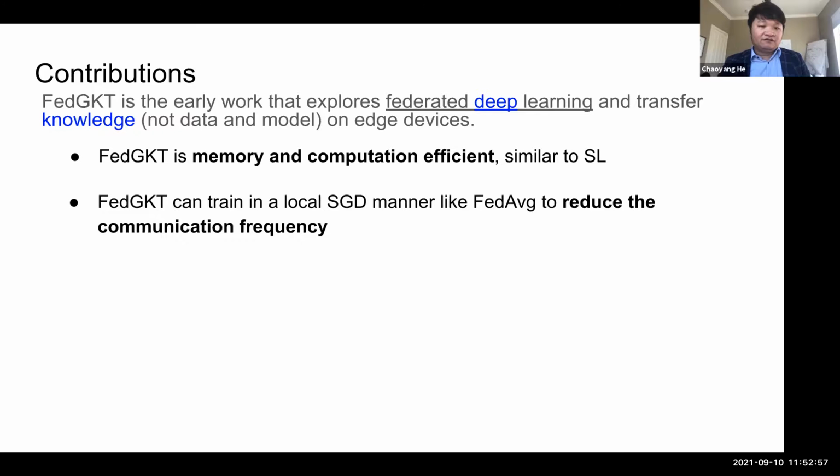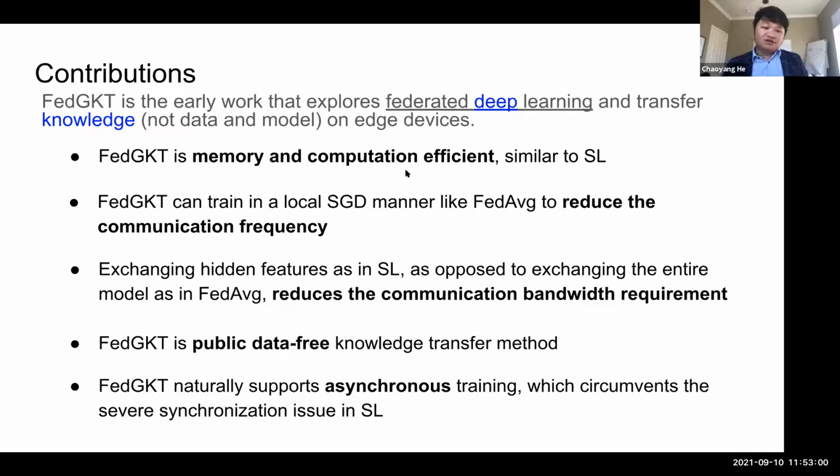So let's summarize the benefits of FedGKT. It's memory and computationally efficient. It can communicate like local SGD to reduce the communication frequency. It also reduces the communication bandwidth requirement, because we don't need to synchronize a very giant model from client to server. Just synchronizing the activation map will be enough. The server side is also public data free, meaning we don't need an additional data set to boost the performance there. And it naturally supports asynchronous training, because the server side can directly take the input from any client and continuously train on the server side. So these are the 5 benefits.